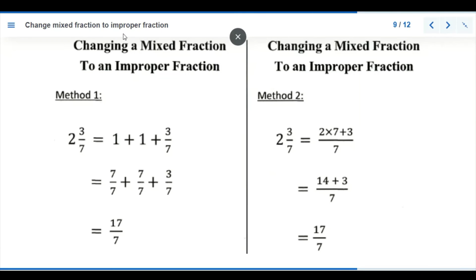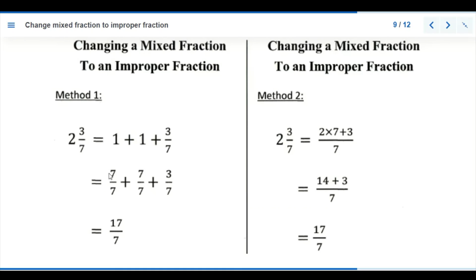Now, what happens when we are trying to change a mixed fraction to an improper fraction? A mixed fraction is a fraction that contains a whole number and a proper fraction, remember. So we have two ways as well to do it. You can say this is 2, 1 plus 1 will give us 2, and we still have our proper fraction. Since we are dividing by 7, we have 7 divided by 7. How many times can 7 go in 7? Is 1. So this is 3 over 7.